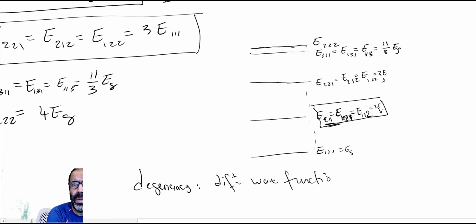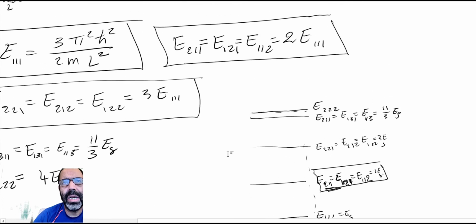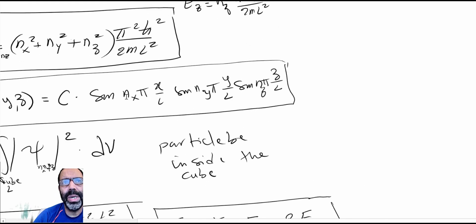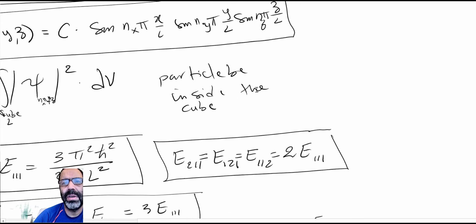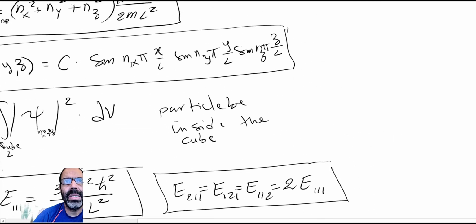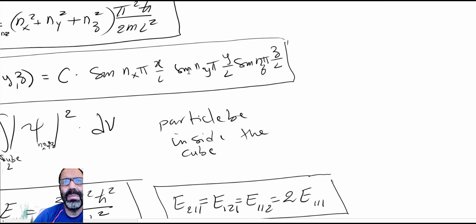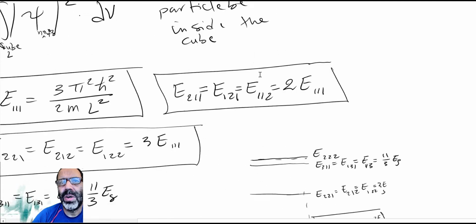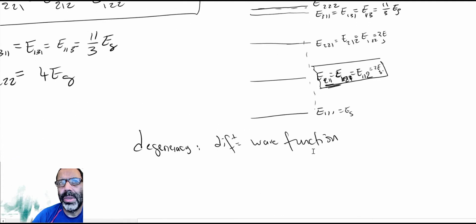The reason why they are, because it doesn't matter. I mean, they're completely different because the first one has a 2 in here, the second one has a 2 in here, and the third one has a 2 in here, and every one of them is different from the other one. So the wave functions are not the same. Sine of 2 pi x over L times sine of pi y over L times sine of pi z over L is not the same thing as sine of pi x over L times sine of 2 pi y over L times sine of pi z over L. They are different wave functions. So the wave functions are different, but they have the same energy.